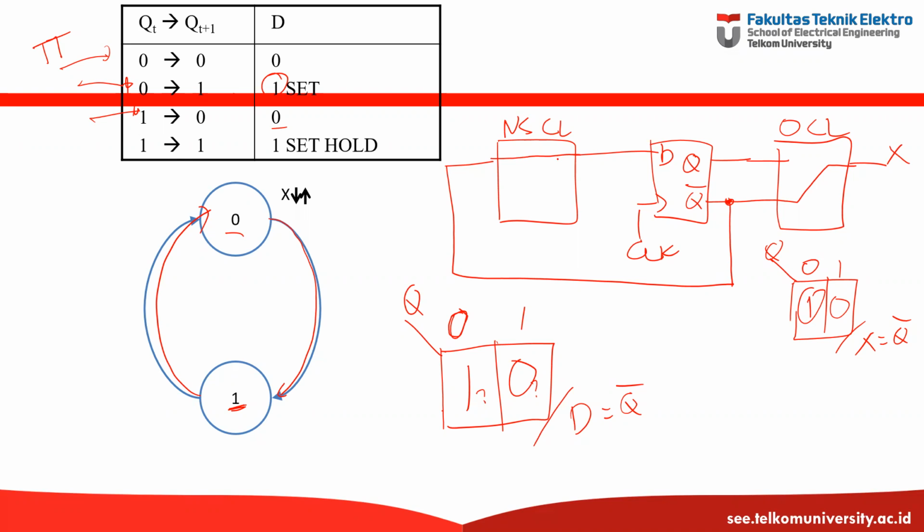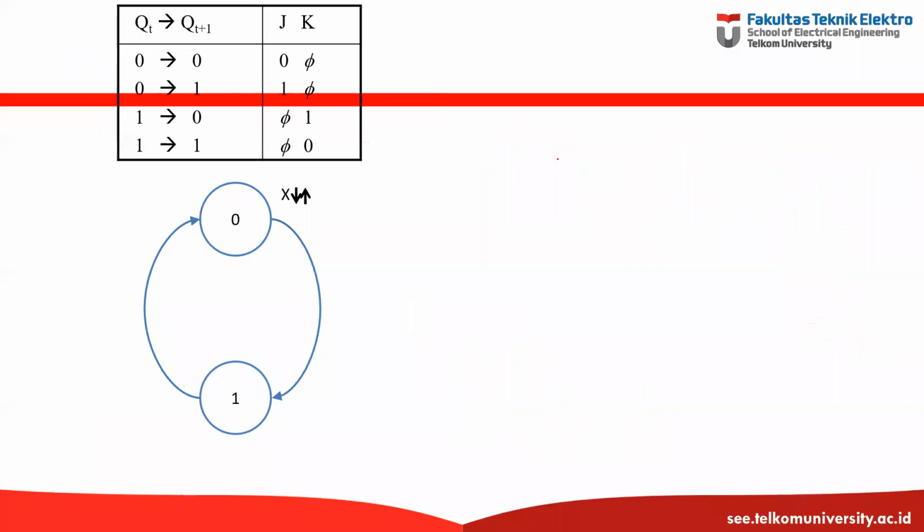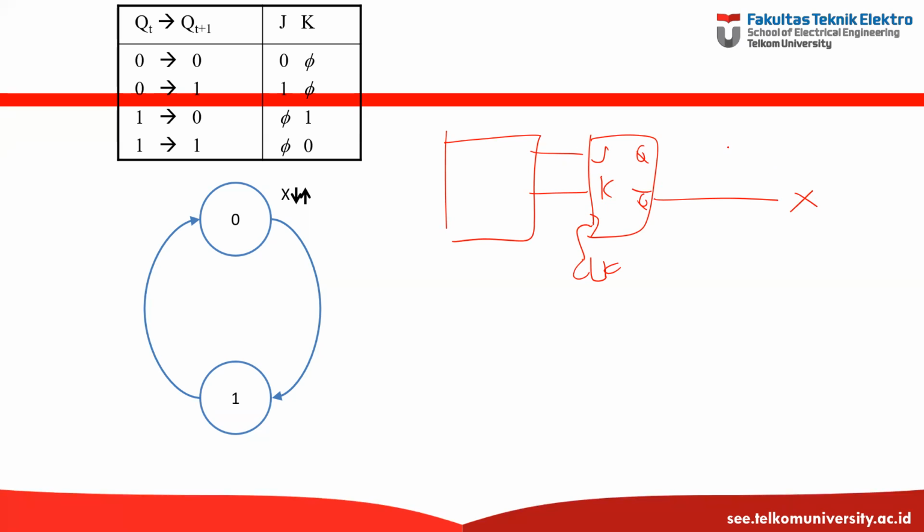Okay. Now, how do we implement this state diagram, the same state diagram, but now it's using J, K flip-flop. Starting from the block diagram, this is for J, K, and this is for the clock. This is Q, this is Q naught, and then this one is X, just like from our last example.